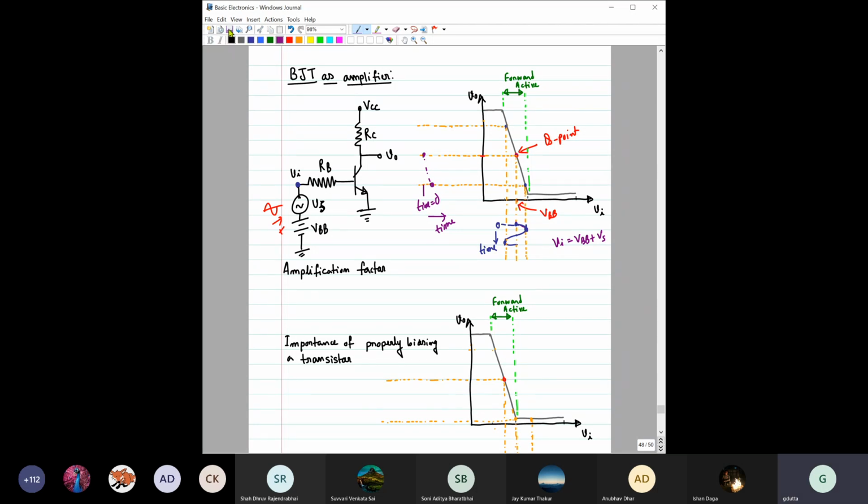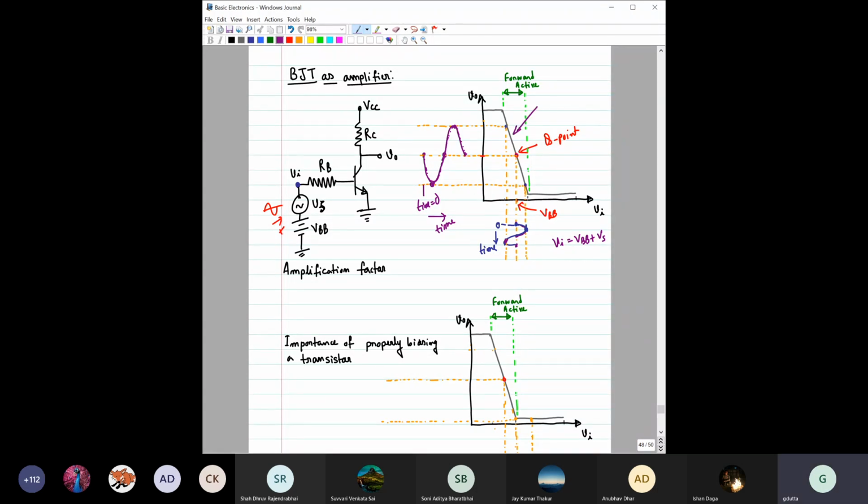Then again the signal comes down, reaches here, then take a projection along here. So the signal will again go down and reach somewhere here. Then the signal will come here, and you will get a projection like this. So you can see if this input signal is changing like this, see the change in the output signal. The change in the output signal is like this.